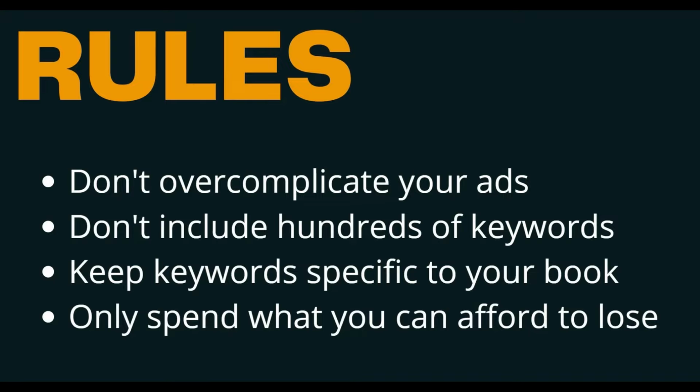So don't include hundreds of keywords. There used to be an old model where you'd include 2,000 keywords, and people would just spend a fortune on these irrelevant keywords. And that goes into the next point, which is to keep keywords specific to your book. So if you're doing a book about dinosaurs, for example, don't advertise for books that might be about cars or about dolphins. Just keep them specific for your book, and what you need to do for that is to do this research, which we're about to follow through in a moment.